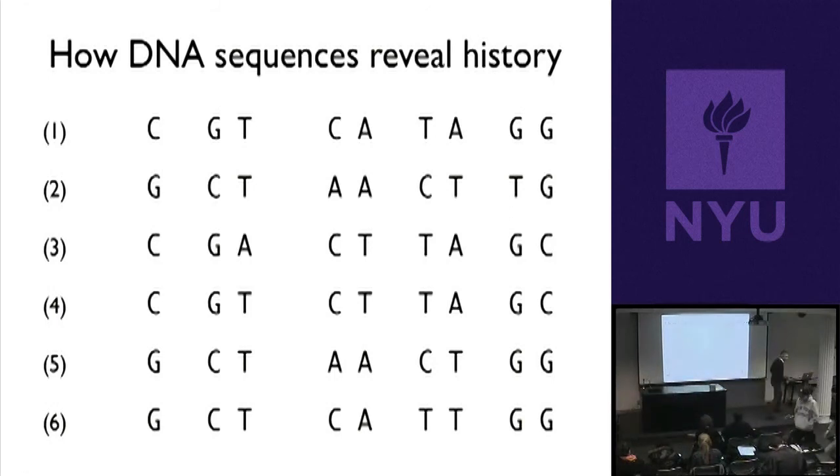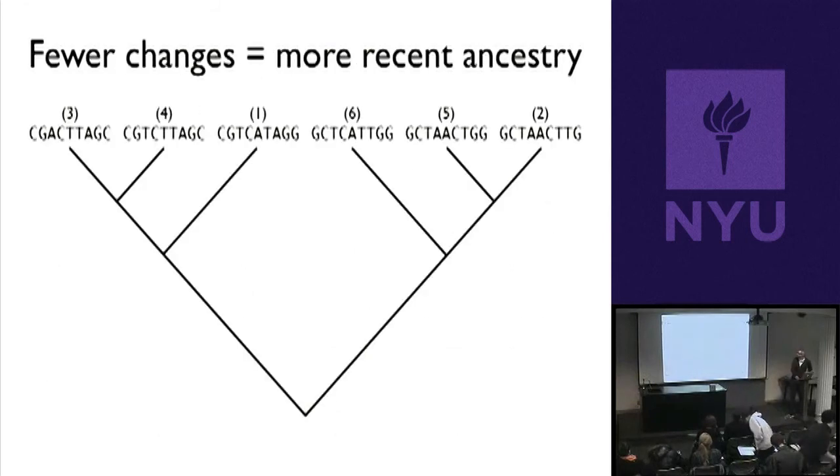So our tree looks like this. 2 and 5, we're holding hands, and then to 6. 3 and 4, we're holding hands, and then to 1, and then they're all sort of connected down there. That's how you make one of these evolutionary trees. It's not any more complicated than that.